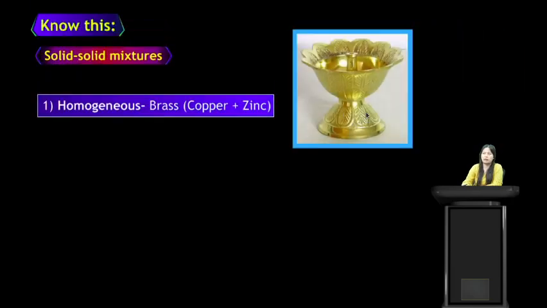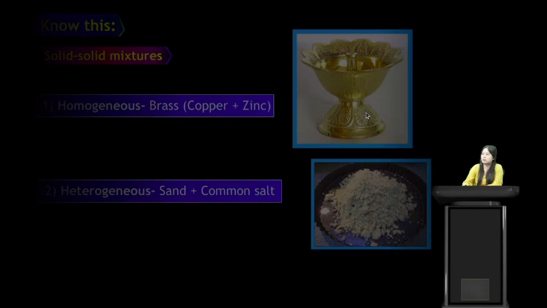Alright students, know this. A mixture can be a solid-solid mixture, meaning we mix two solids, so both components of the mixture are solid. An example of a homogeneous solid-solid mixture is brass. Brass is made of copper plus zinc. Both copper and zinc are solid, and brass is homogeneous, meaning it has uniform composition throughout. An example of a heterogeneous solid-solid mixture is sand plus common salt.